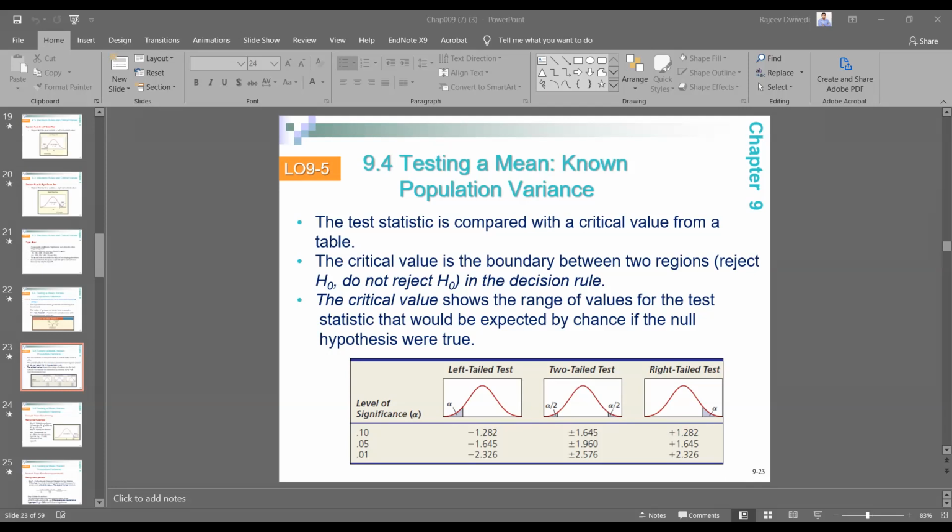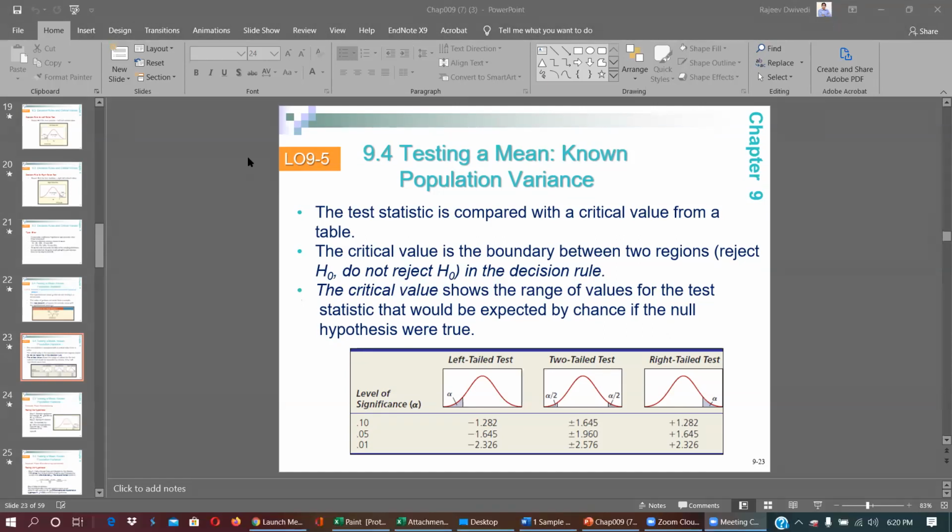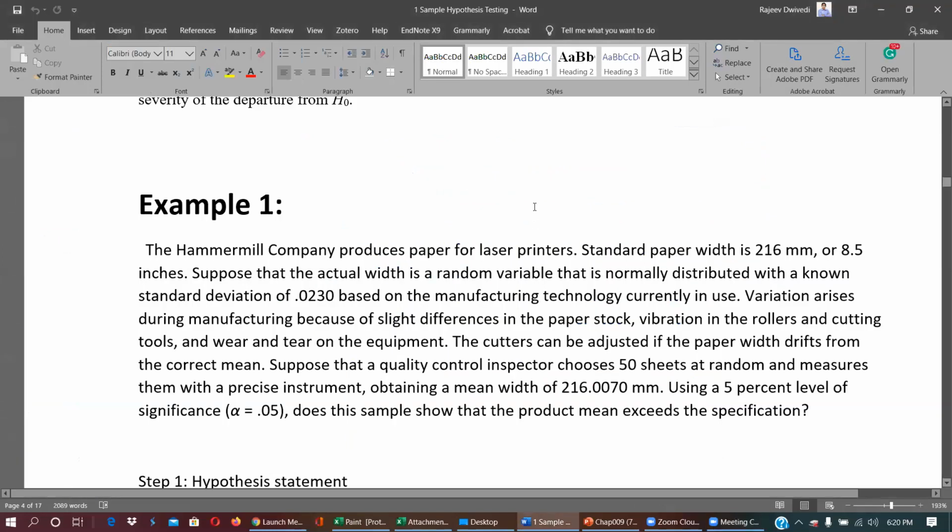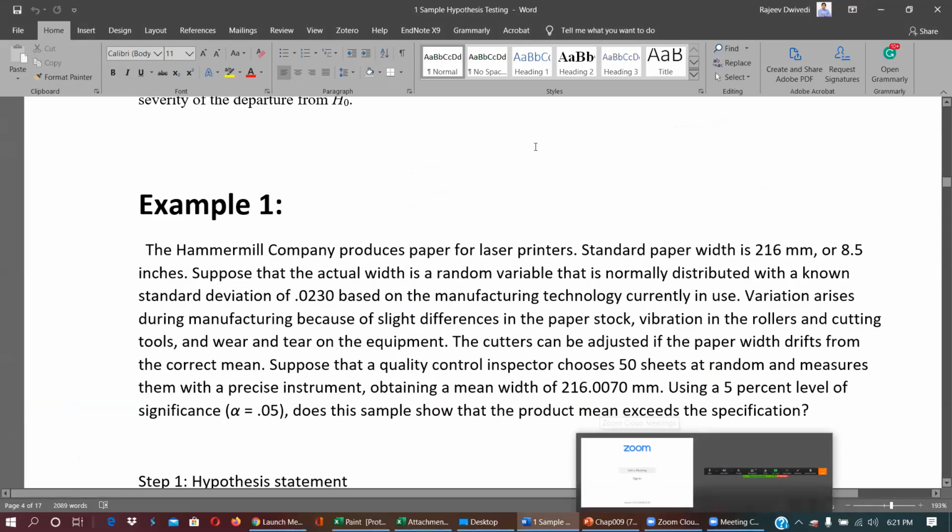Looks like we're still on the PowerPoint. Oh, just a minute. Thank you. How about, can you see my screen? Yes, the Hammer Mill Company is showing.